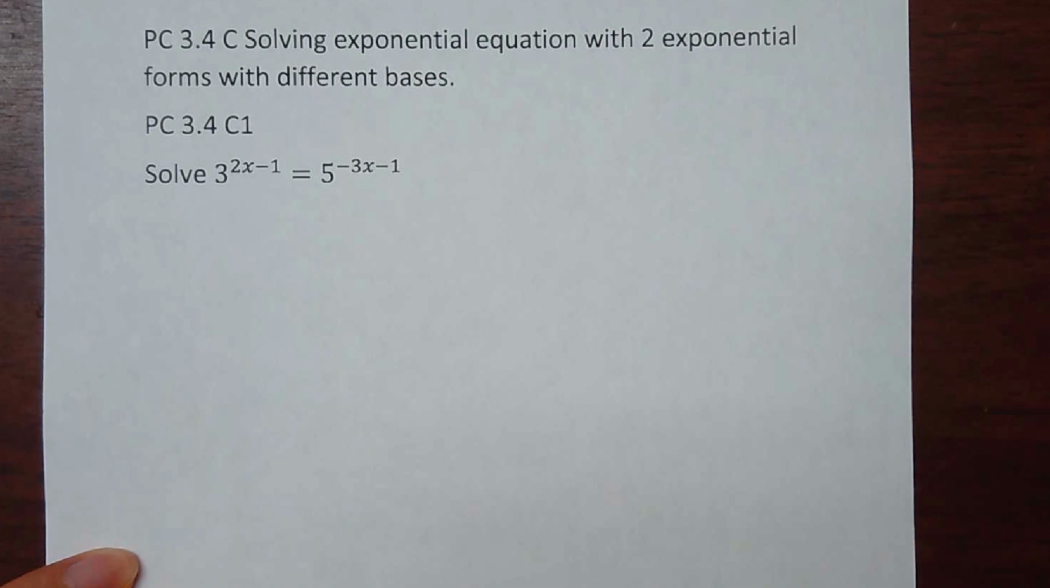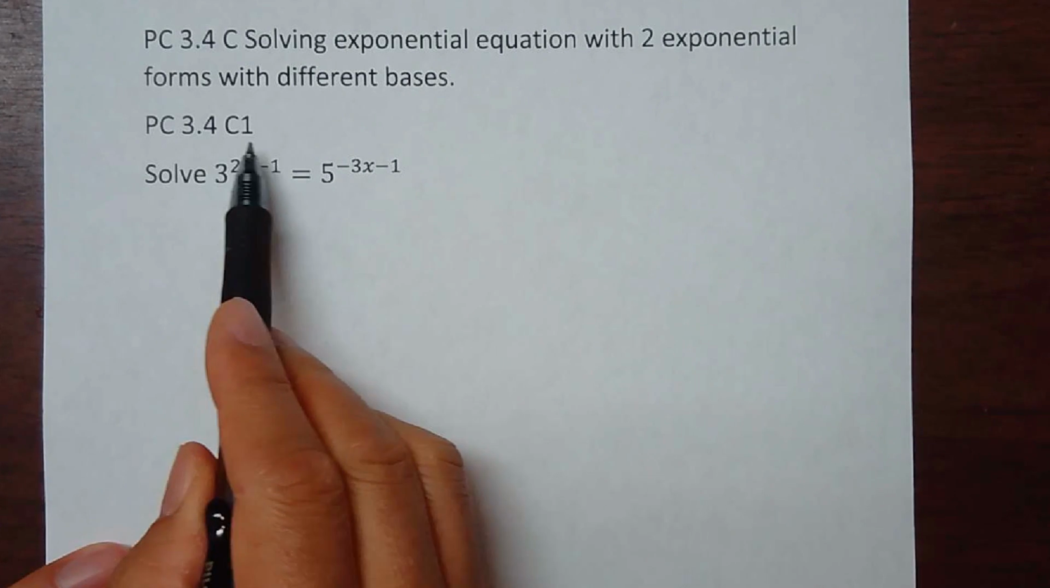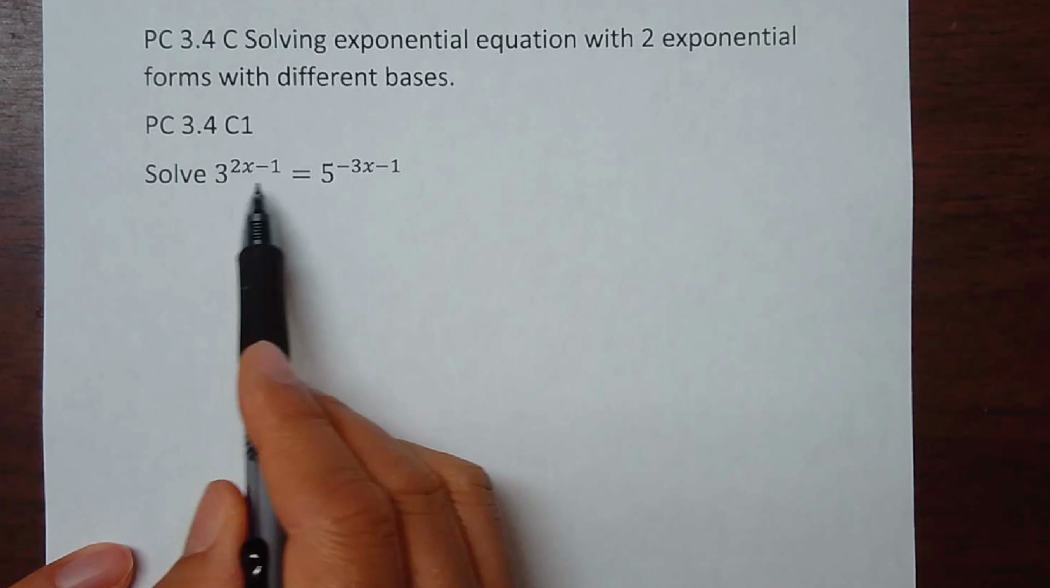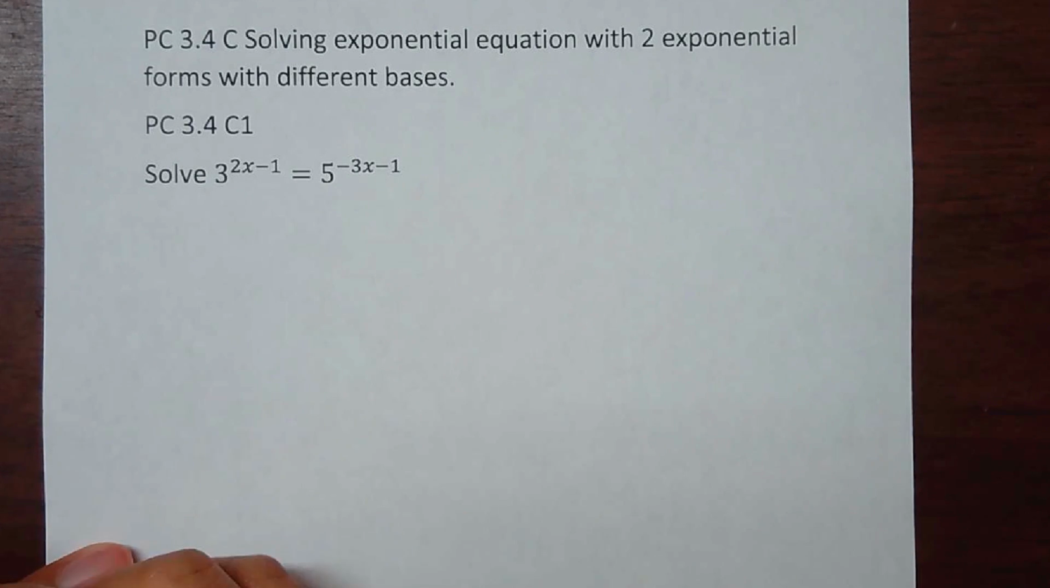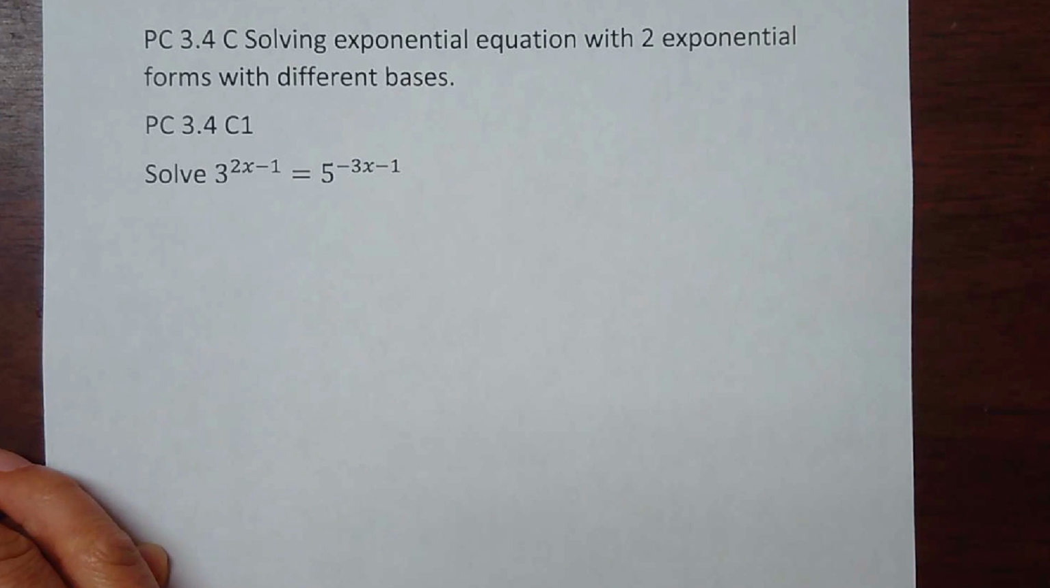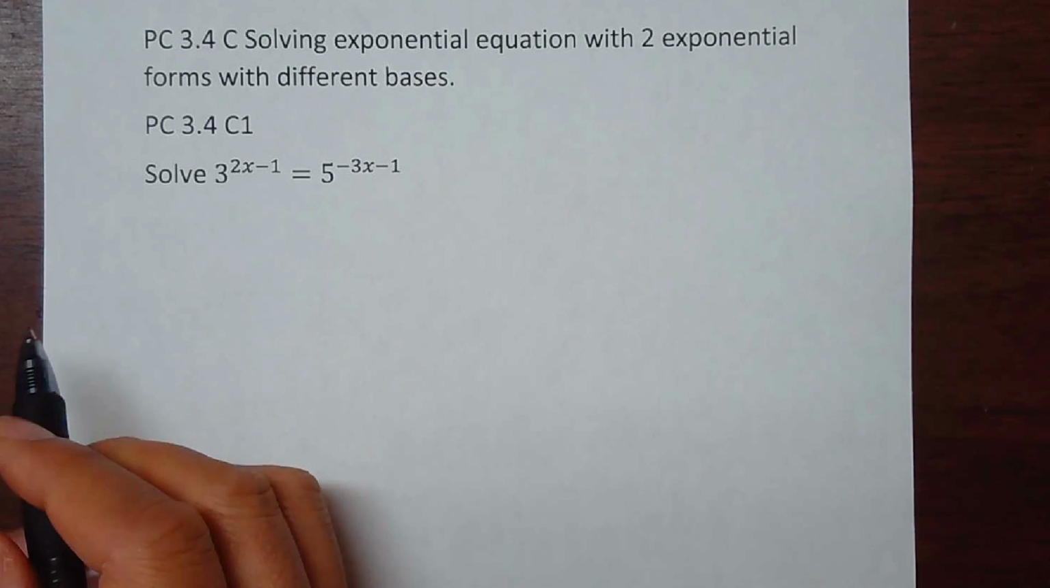Okay, solving an exponential equation with two exponential forms with different bases. As you can see, we have one exponential form and another exponential form; one base is 3, the other base is 5. So it's a little bit different than what I just explained. We can still take a log on both sides, whether it's a common log or natural log, you will end up with exactly the same answer.